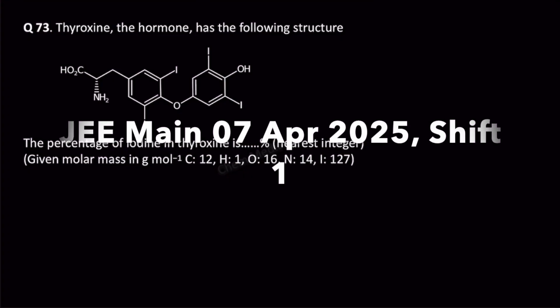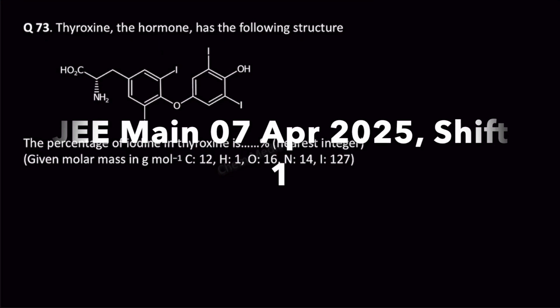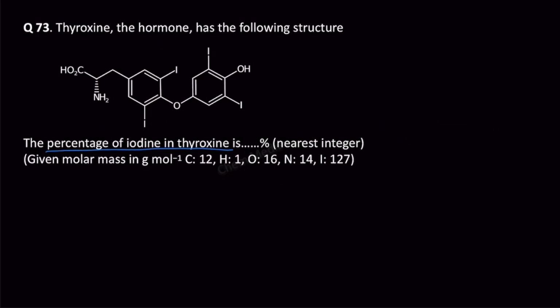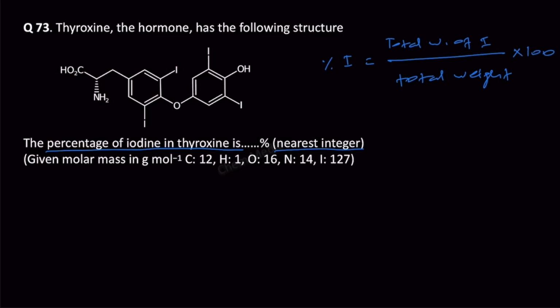Thyroxine, the hormone, has the following structure. What is the percentage of iodine in thyroxine? We need to find out the nearest integer. In this case, percentage of iodine is equal to total weight of iodine divided by total weight of the compound times 100. First of all, we need to figure out the molecular formula of the compound so that we can find out the molar mass of the compound.